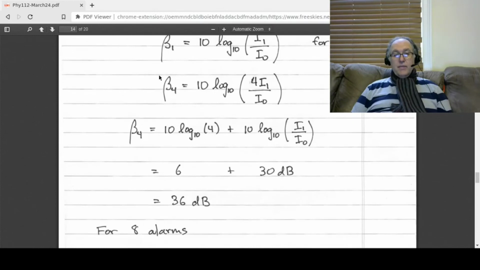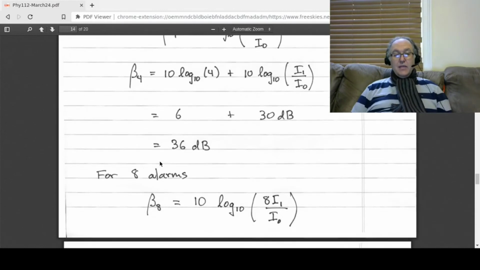And so what winds up happening is you just get that beta 4 is equal to whatever beta 1 was, that's the 10 log I1 over I naught, plus this 10 log 4. And if you do that on your calculator, you'll just get the number 6. Log to the base 10 of 4 is 0.6, multiplied by 10 is 6. And so for 4 alarms, you actually have 36 decibels.